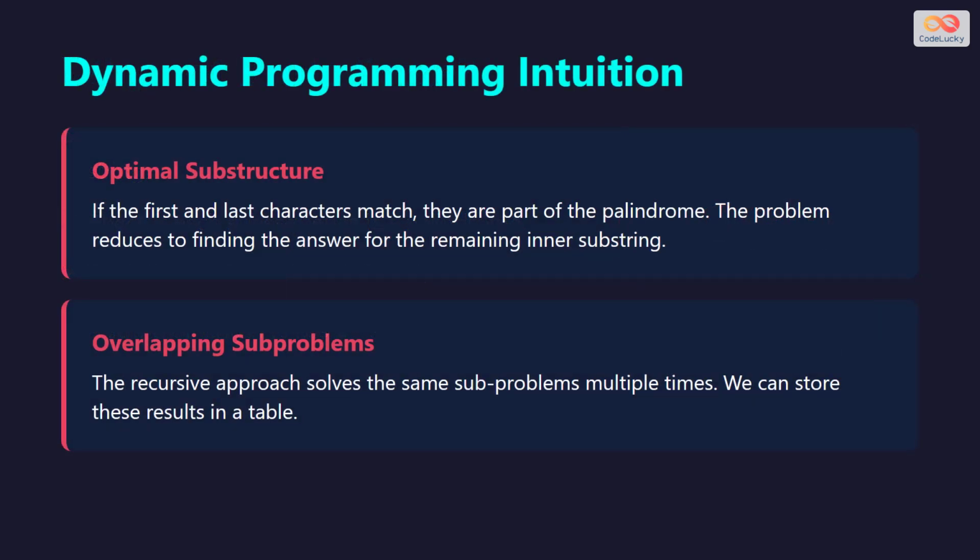This is where dynamic programming comes in. We can observe 2 key properties. First, optimal substructure. If the outer characters match, the answer depends on the inner string. Second, overlapping subproblems. The recursive approach solves the same small substrings over and over. We can memoize these.